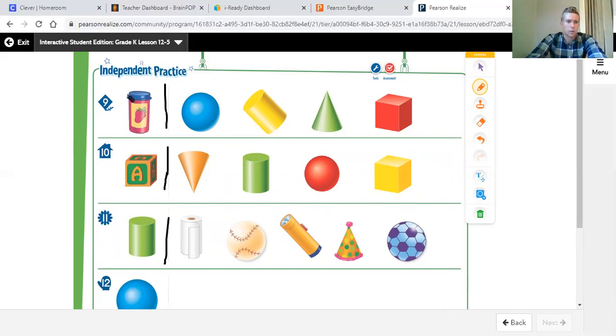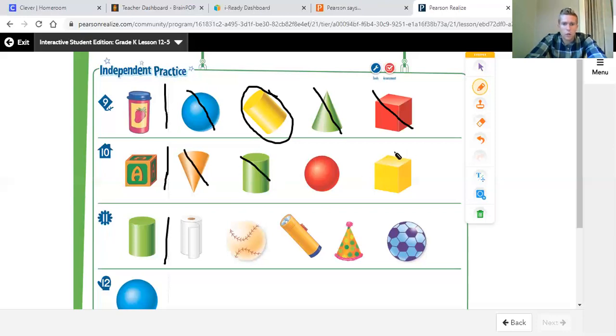So what does this look like? What shape does this look like to you? Number 10, same thing. What shape does this look like to you? So for number 9, I think this does not look like a sphere. This does not look like a cone. It does not look like a cube. It looks like a cylinder. Number 10, oh, I know what this looks like. Let's see. Oh, it's not a cone, not a cylinder. All right, it is a cube. I hope you got that one right.